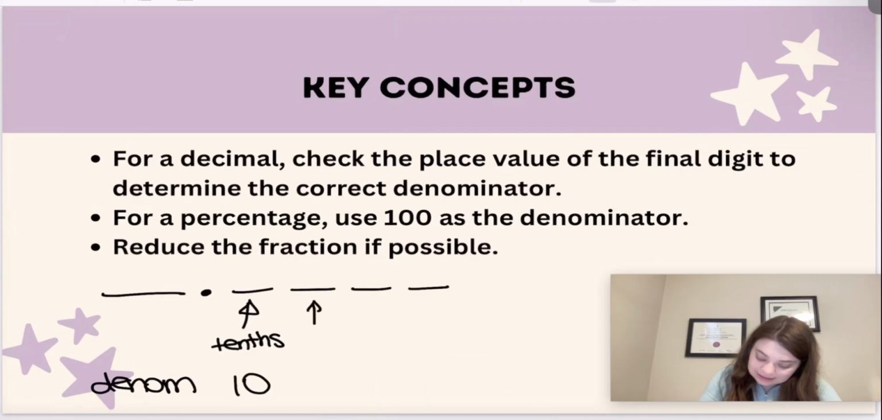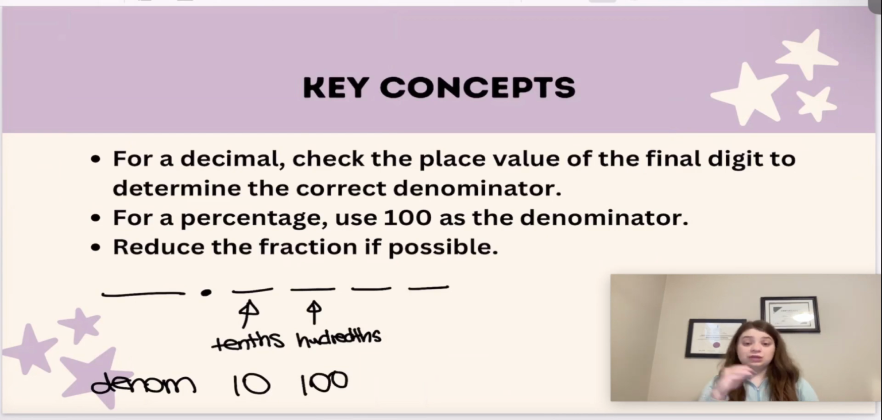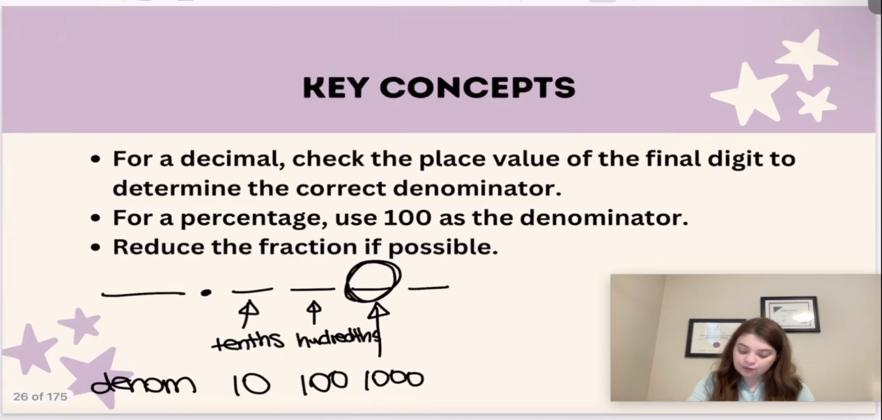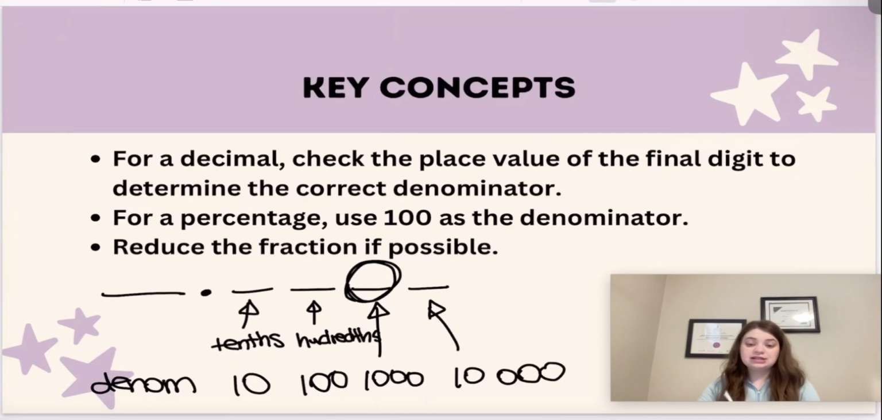Then we have the second place value, which is the hundredths. If the final digit is two places after the decimal, or I should say if the final one is not zero, then the denominator would be 100. Likewise, this one is the thousandths. If this is our final non-zero digit, then the denominator would be 1000. If the fourth one is our final non-zero digit, it would be 10,000. And this pattern does continue beyond this.